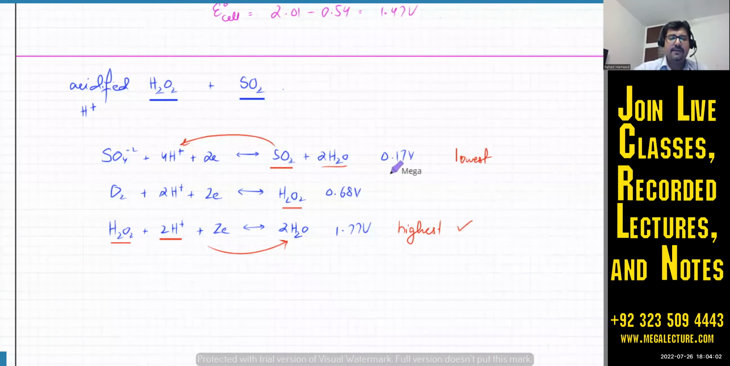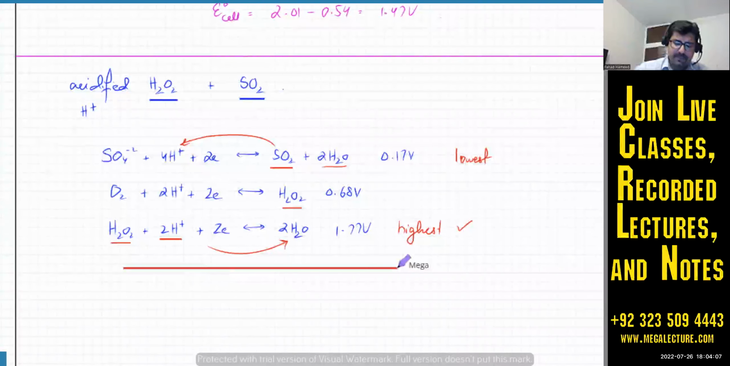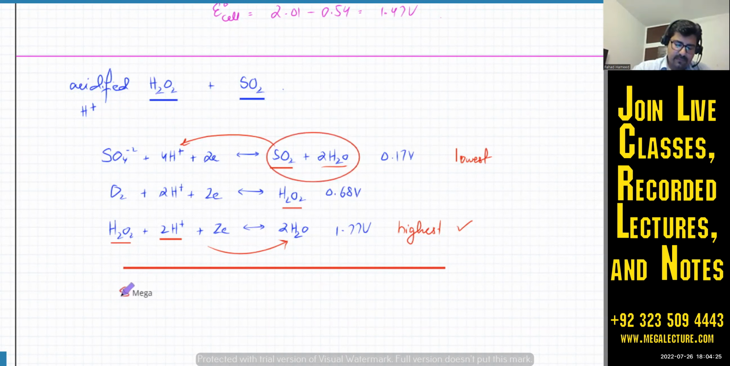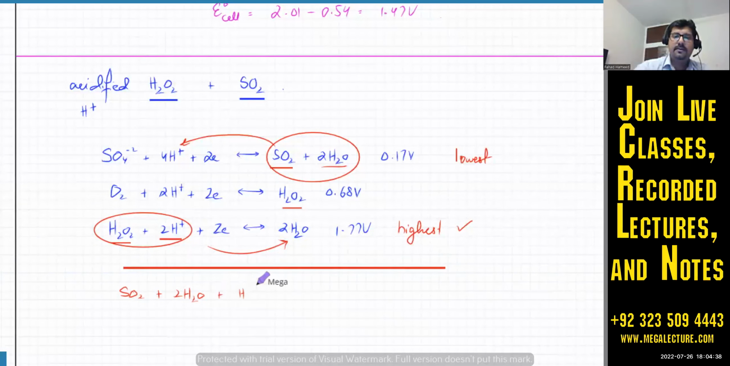And you have to make the overall equation. Instead of wasting time, just make the overall equation by making sure the electrons are equal. The electrons are already equal. Add up the reactants. The reactants in the first equation are SO2 and 2H2O. Add up the reactants in the second equation, which is H2O2 plus 2H plus 1.